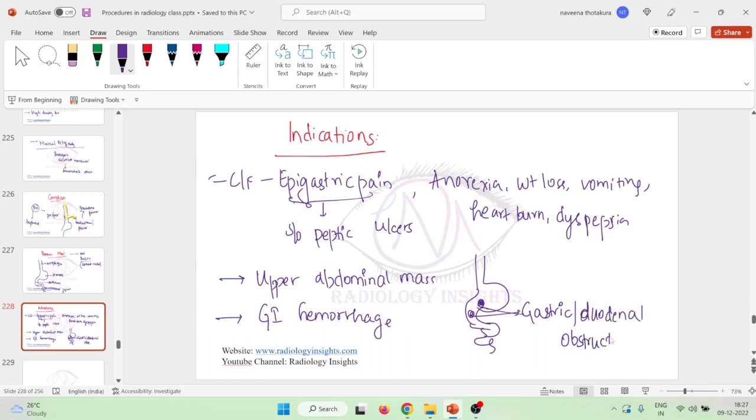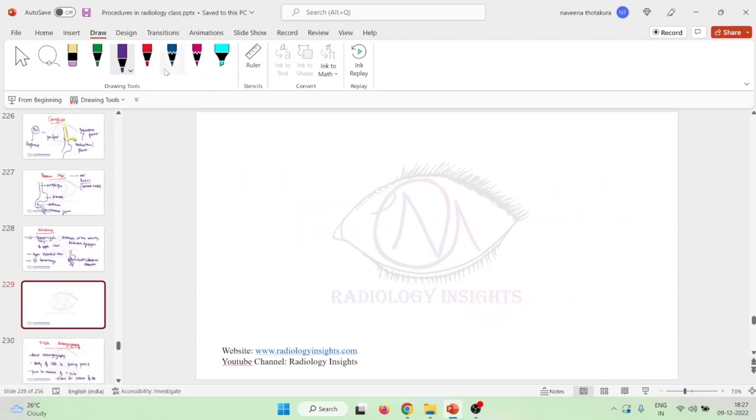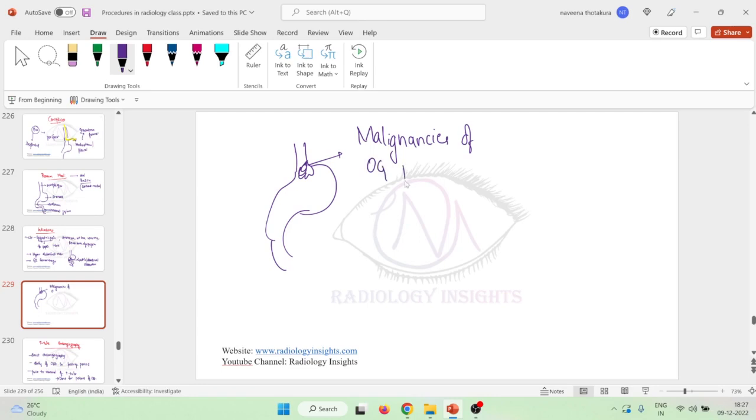Then, if the patient presents with any type of malignancies, like gastroesophageal malignancies, so any type of cancers or tumors of the esophagogastric junction, or any malignancies of the stomach, duodenal cancers, small intestinal cancers, especially those in the jejunum. All these can be diagnosed with the help of barium meal.